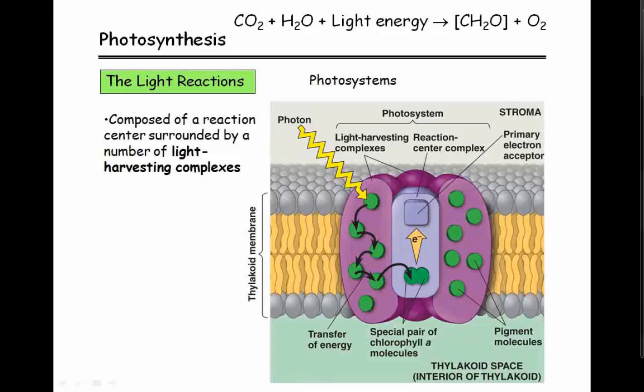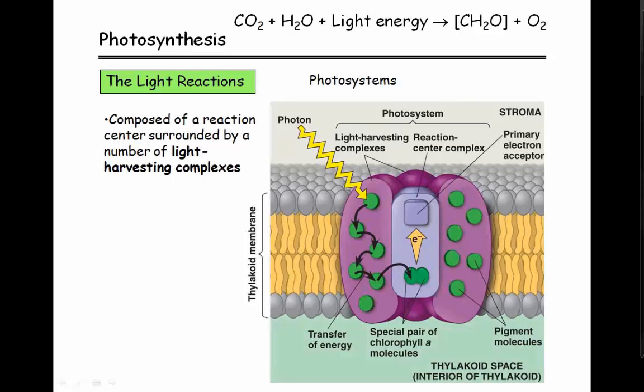The light reactions of photosynthesis will be taking place in the thylakoids specifically. These light reactions will be collecting the light energy and packing it away into a usable form that the Calvin cycle can then use to reduce the carbon dioxide. The actual places where the light reactions will occur are what are called photosystems.